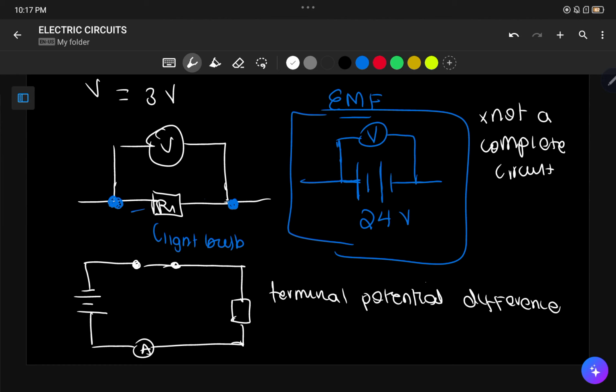So you must be able to distinguish between EMF and terminal potential difference. In EMF, you're concerned with what? Not a complete or closed circuit, just this aspect of a battery. And when we're talking about terminal potential difference, we're talking about the potential difference or the energy transferred throughout the whole circuit, concerned with a complete or closed circuit.